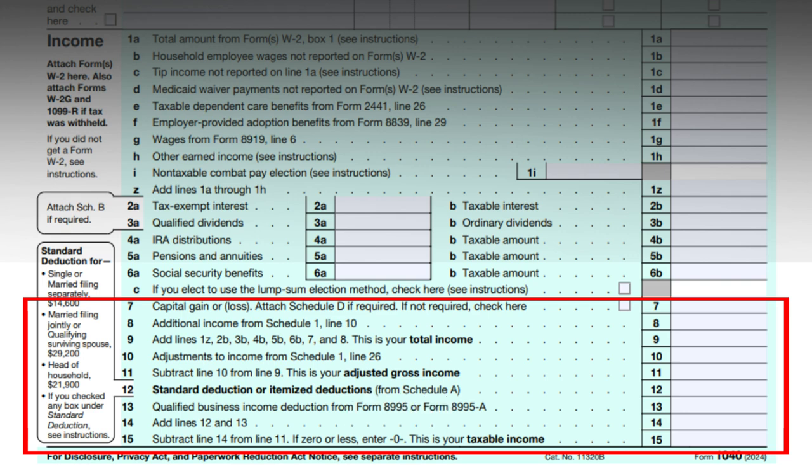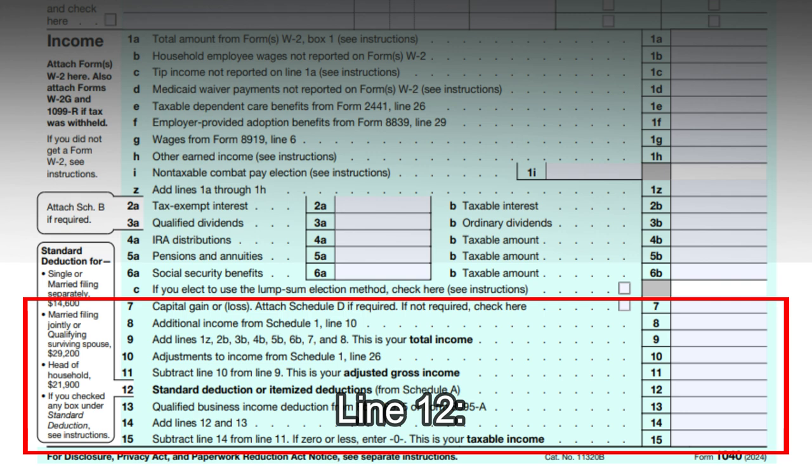Adjustments and taxable income. Line 10. Adjustments to income are specific deductions that reduce your gross income to arrive at your adjusted gross income, AGI. These adjustments are reported on Schedule 1. Line 11. Your adjusted gross income, AGI, is an important number on your tax return because it represents your total income after applying certain adjustments.